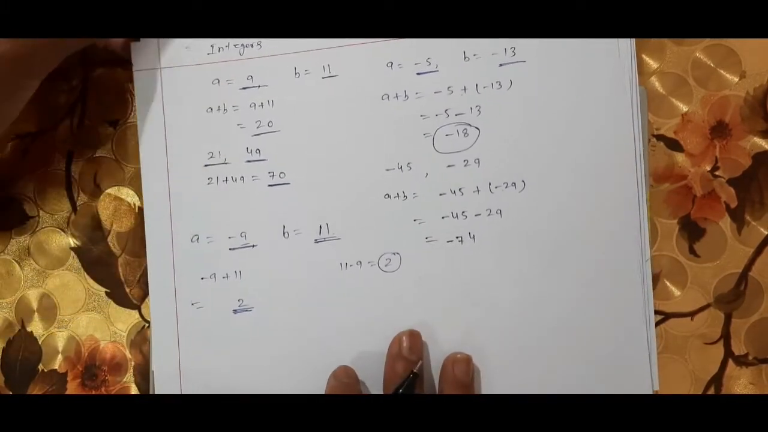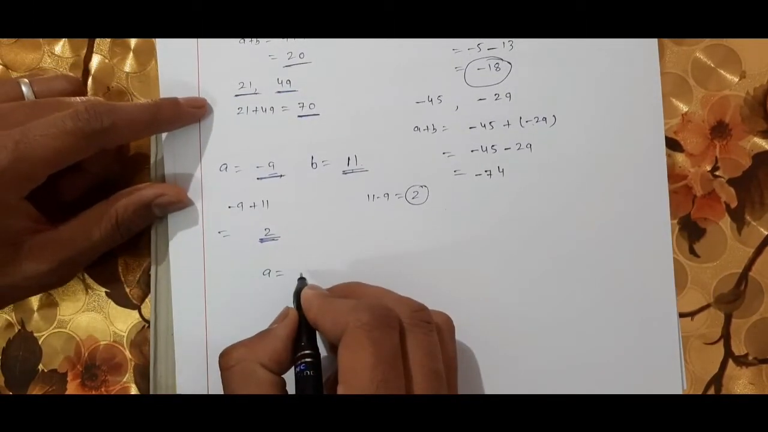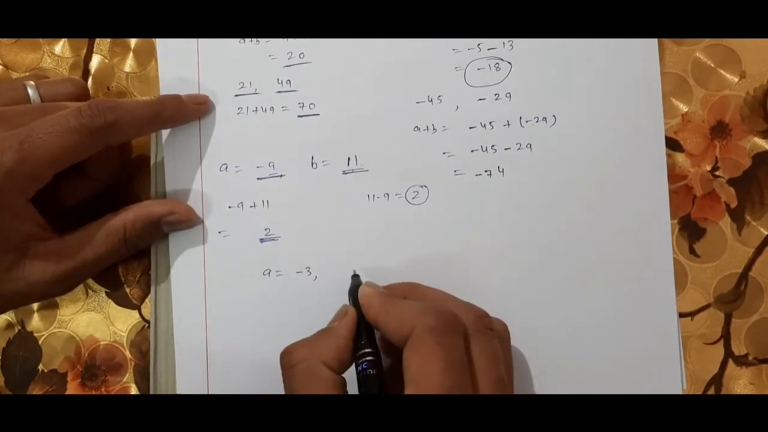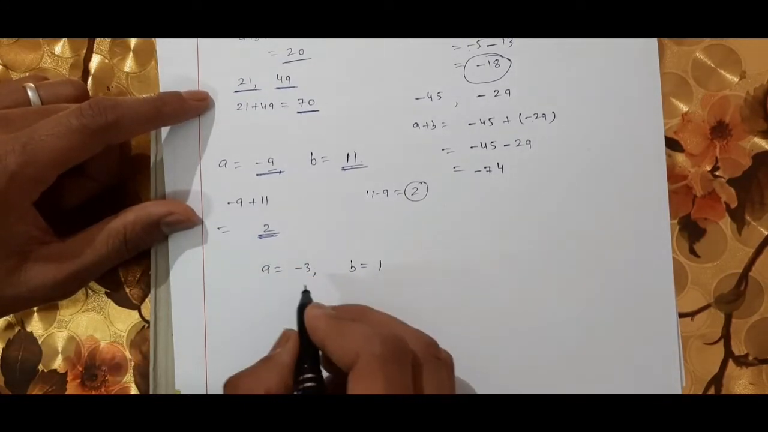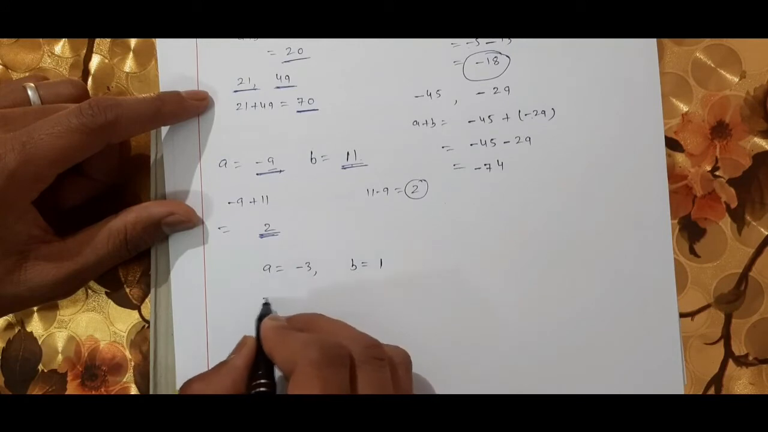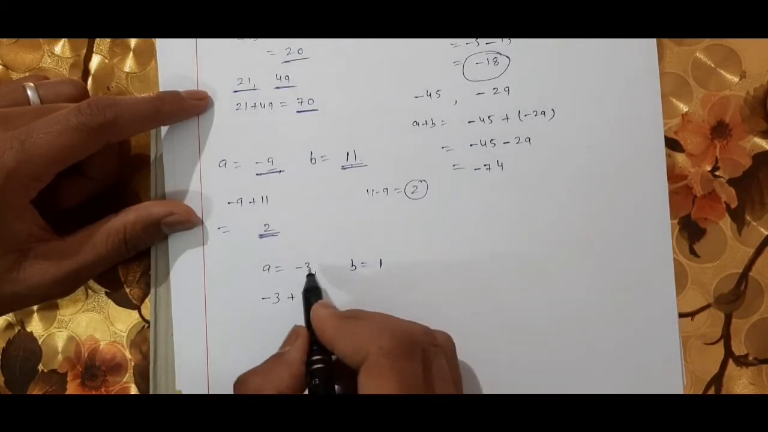For another example, a equals minus 3 and b equals 1. So the sum of two integers minus 3 plus 1. Here which number is greater, 3 or 1?